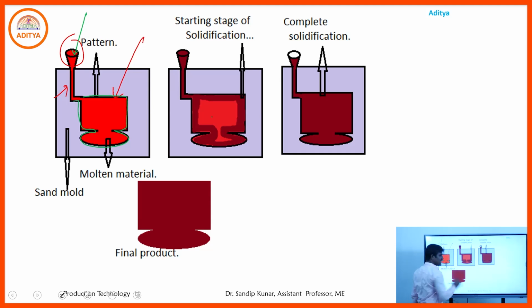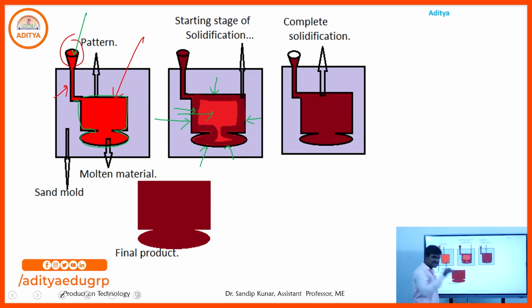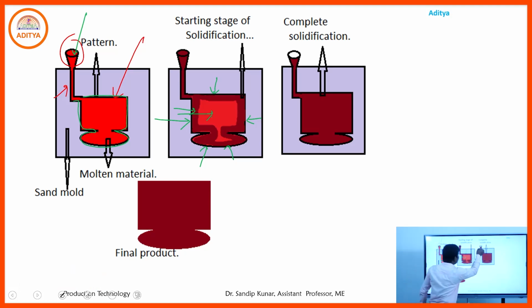After the mold cavity is filled, solidification starts from the mold surface. First, heat is extracted from the mold surface, and due to this heat extraction, at the surface contact, solidification starts first. Then it goes towards the center, and in this way total solidification takes place in the mold cavity.